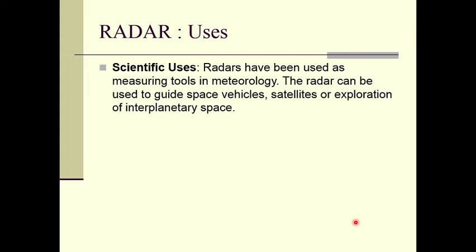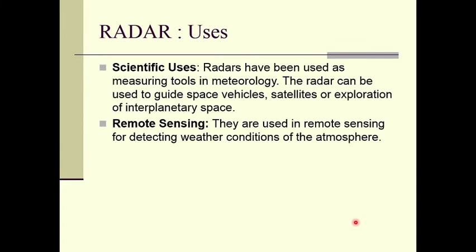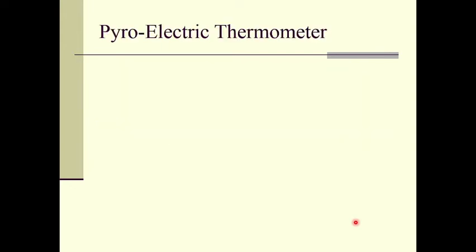In scientific applications, radars have been used as measuring tools in meteorology. The radar can be used to guide space vehicles, satellites, or for exploration of interplanetary space, right? There also we use radars. In remote sensing, they are used for detecting weather conditions of the atmosphere, right? So we can remotely determine the atmospheric conditions by using radar. So these are the applications of radar.